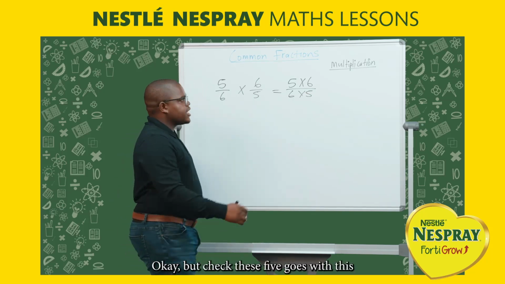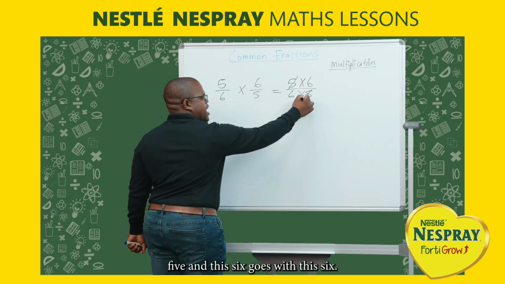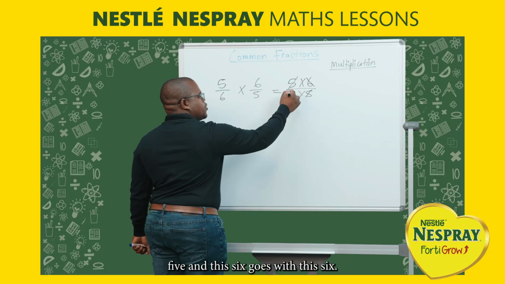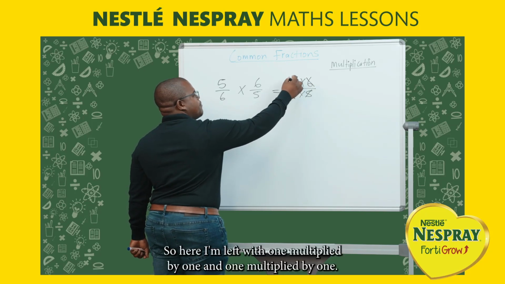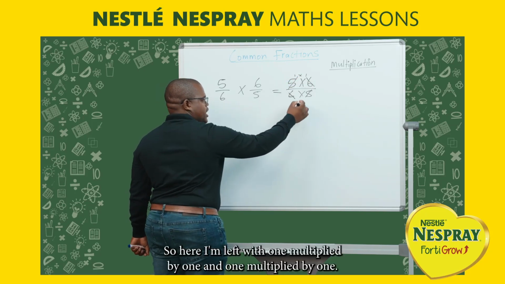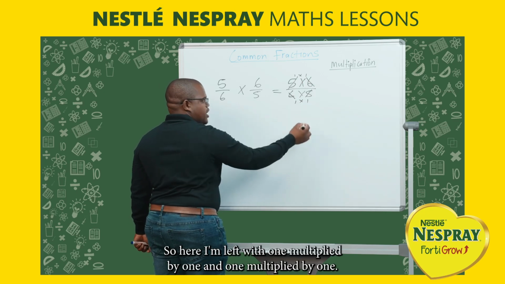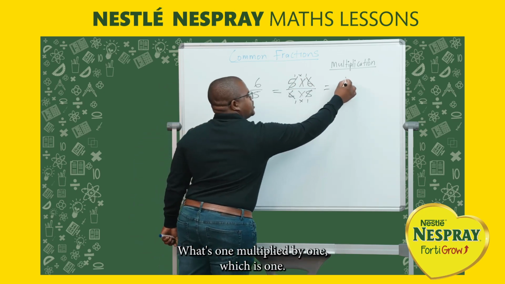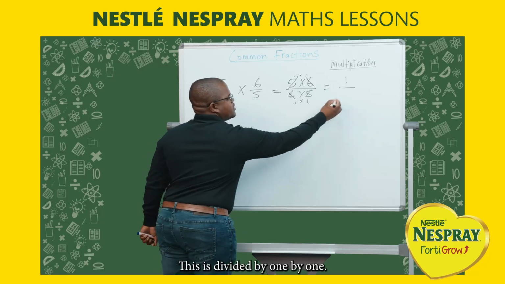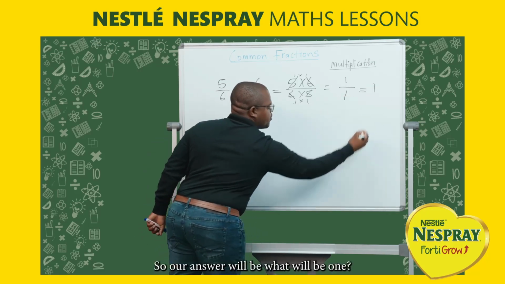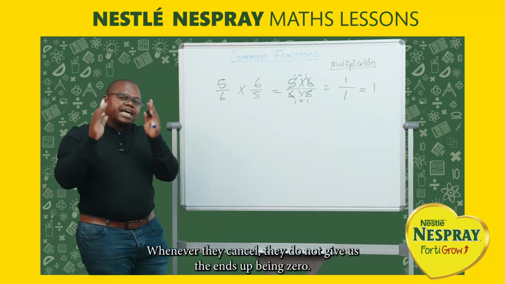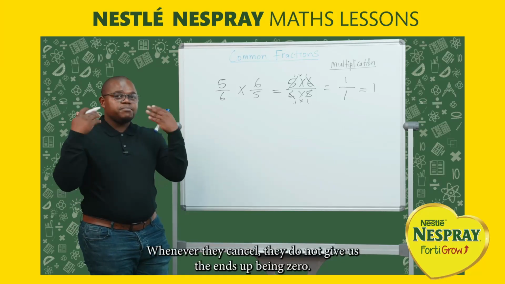But check, this 5 goes with this 5 and this 6 goes with this 6. So here I'm left with 1 multiplied by 1 and 1 multiplied by 1. What's 1 multiplied by 1? Which is 1. This is divided by what? By 1. So our answer will be what? Will be 1. Whenever they cancel, they do not give us the answer being 0.